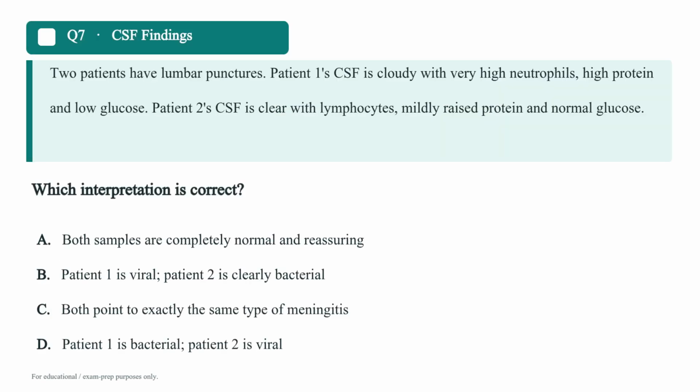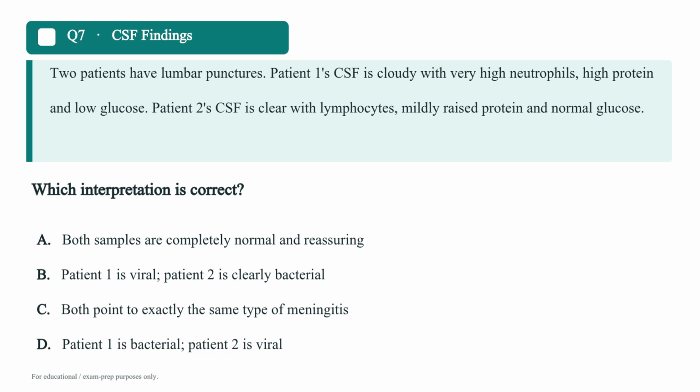Question 7. Two patients have lumbar punctures. Patient 1's CSF is cloudy with very high neutrophils, high protein, and low glucose. Patient 2's CSF is clear with lymphocytes, mildly raised protein, and normal glucose. Which interpretation is correct? Option A. Both samples are completely normal and reassuring.